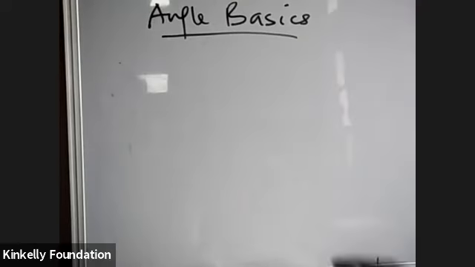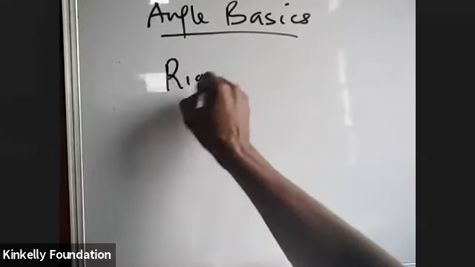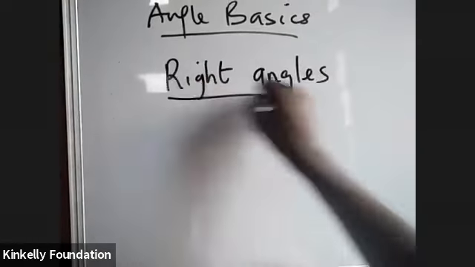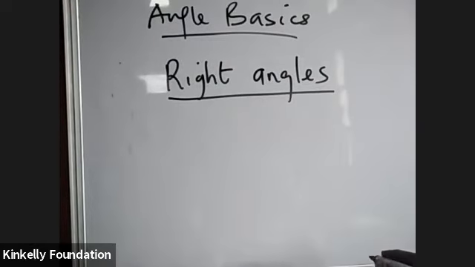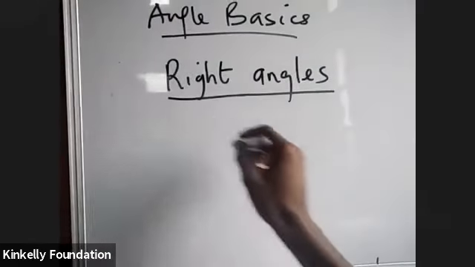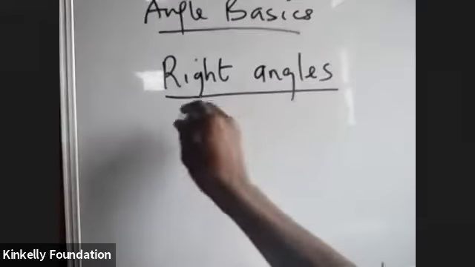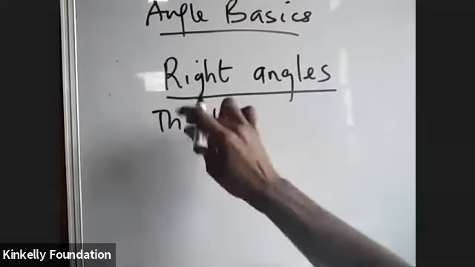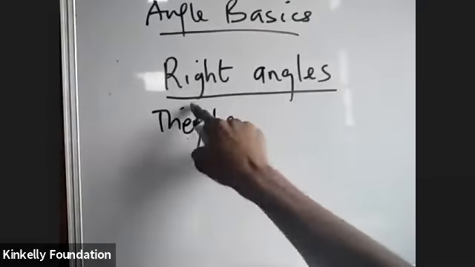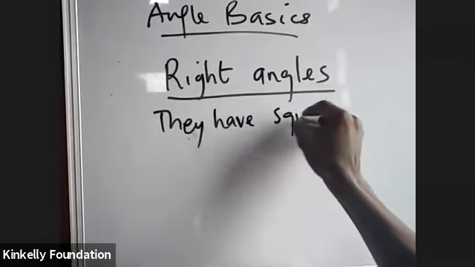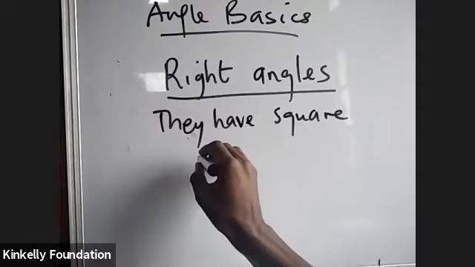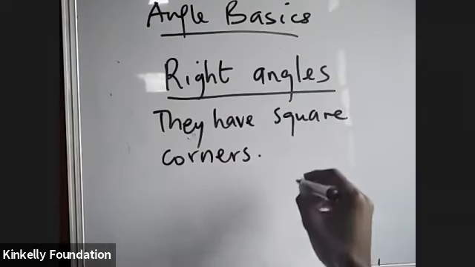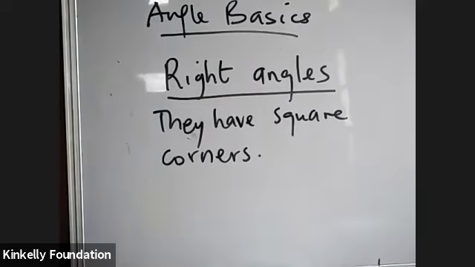The second one is what you call the right angles. It's an angle that has a square corner. They have square corners. Since we are talking about angles, they have square corners, and they are exactly 90 degrees.